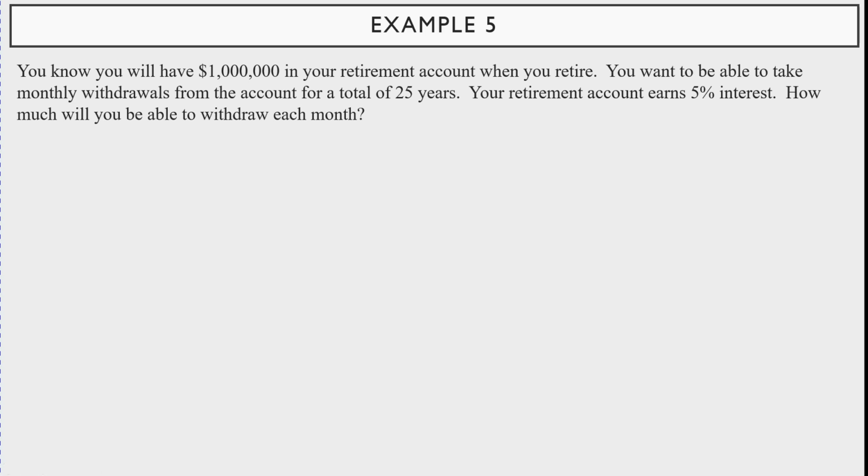So here's a flip side one. You know you will have $1 million in your retirement account when you retire. Nice. You started saving early. Perfect. You want to be able to make monthly withdrawals from your account for 25 years, and you know the account's going to get 5% interest. How much can you withdraw each month?